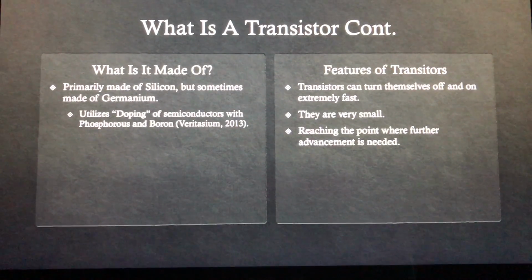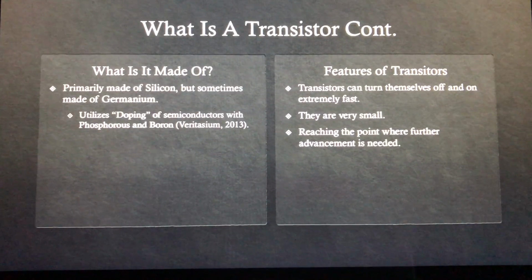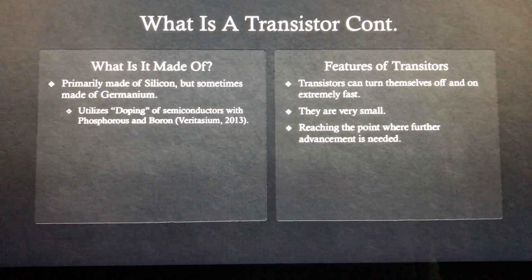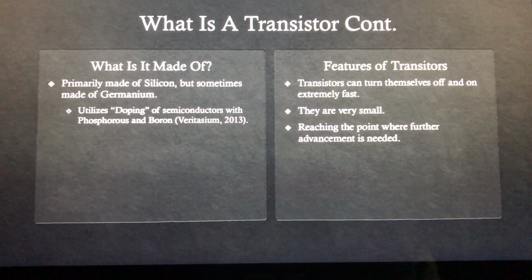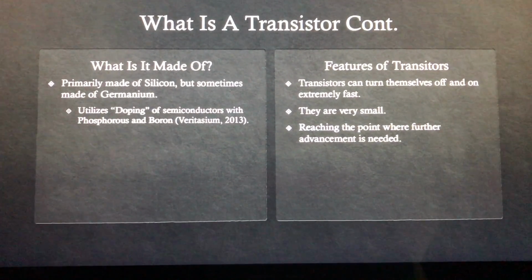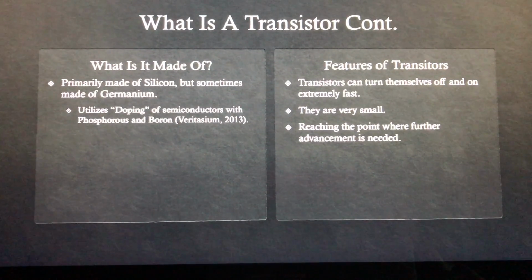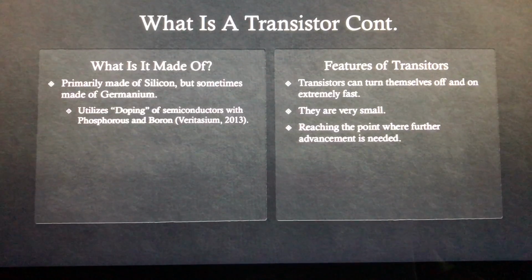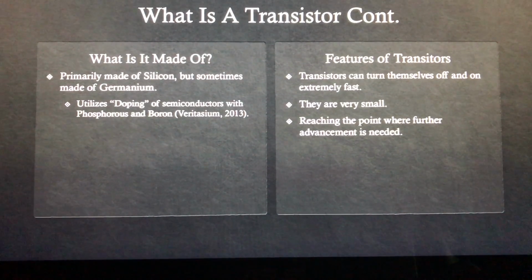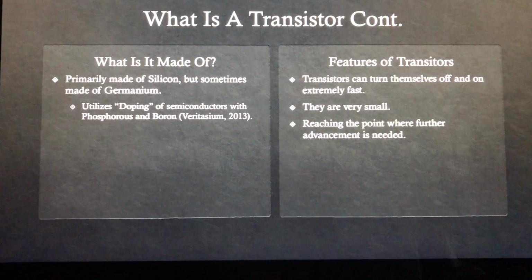What is it made of? It's primarily made of silicon, but sometimes made of germanium. It utilizes doping of semiconductors with phosphorus and boron. We'll go into doping a little bit more when we watch a video that I've included, but essentially it's utilizing other semiconductors to change the flow of electrons.